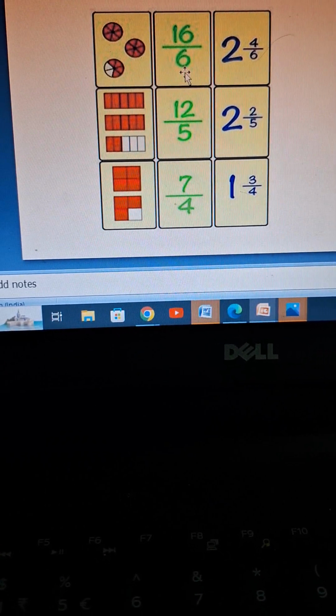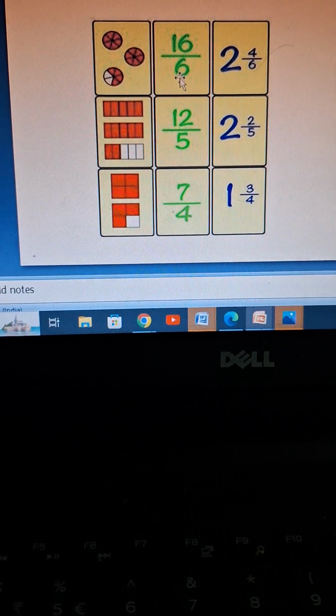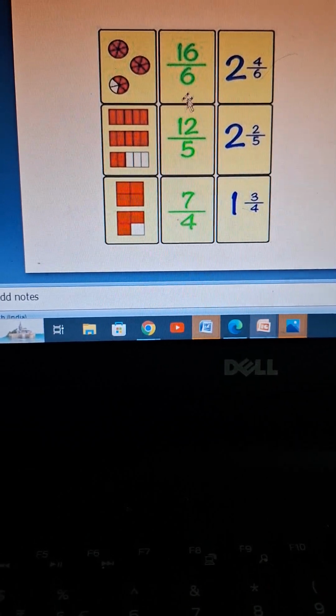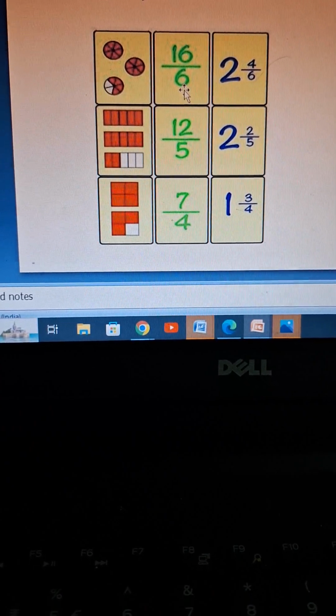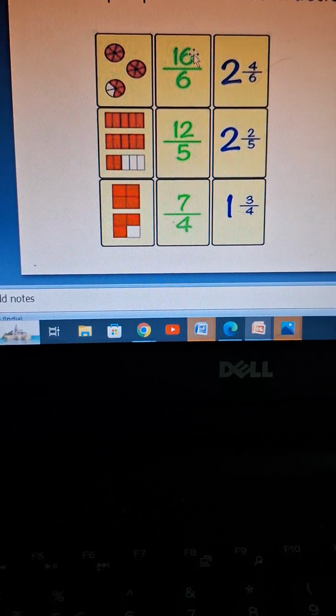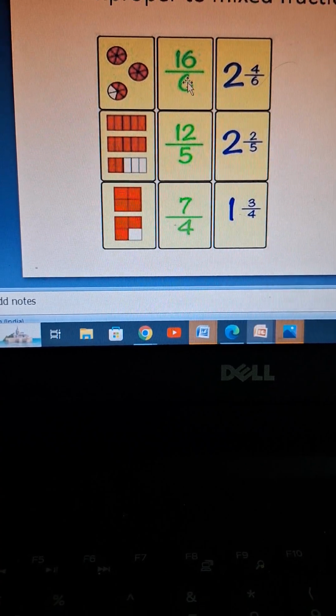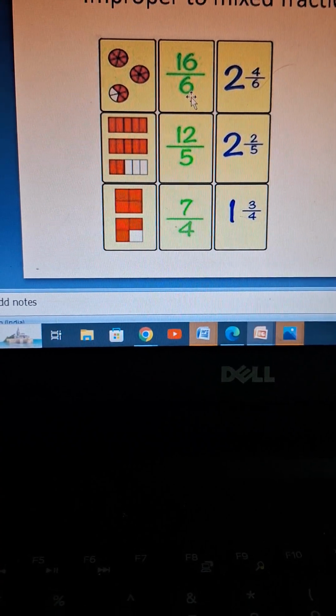It is not a proper fraction. It is called an improper fraction. Why an improper fraction? Because the denominator here is 6, the denominator is less, but the numerator is more. So that is why it is an improper fraction.